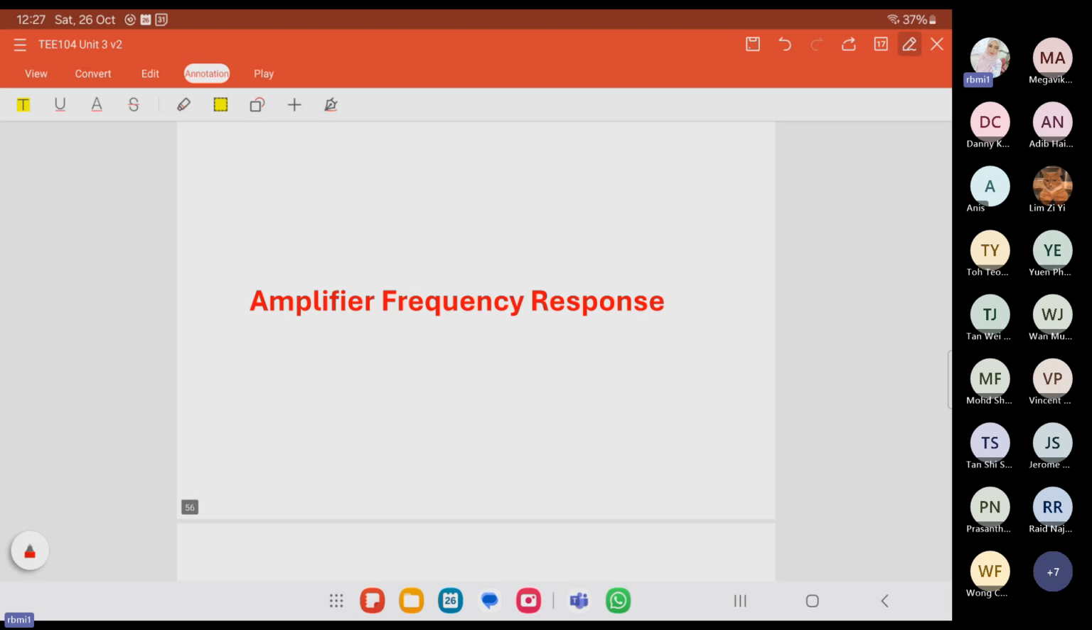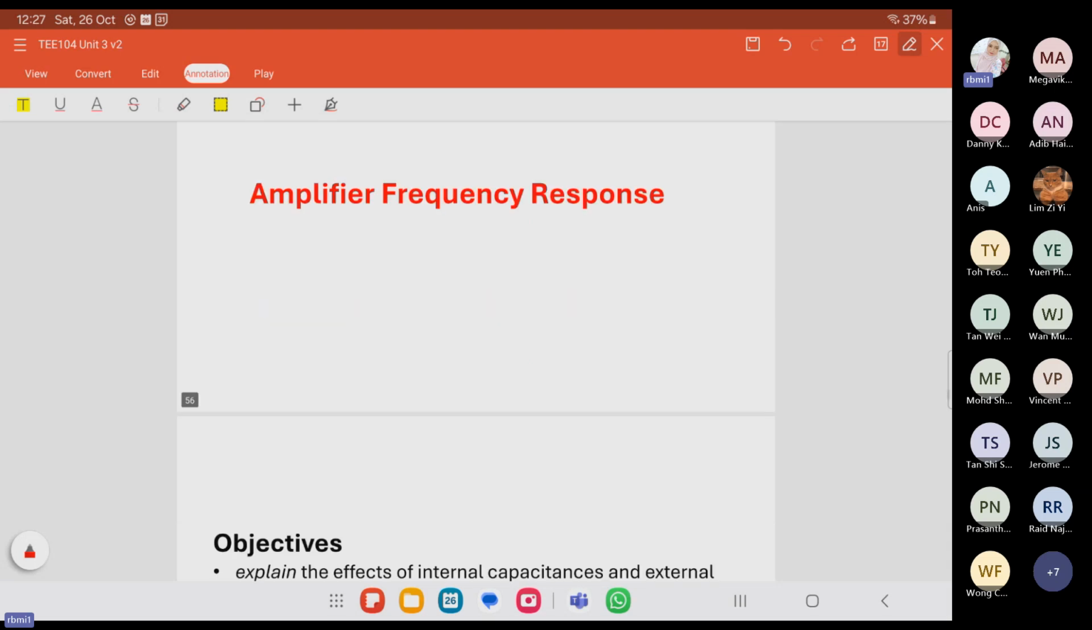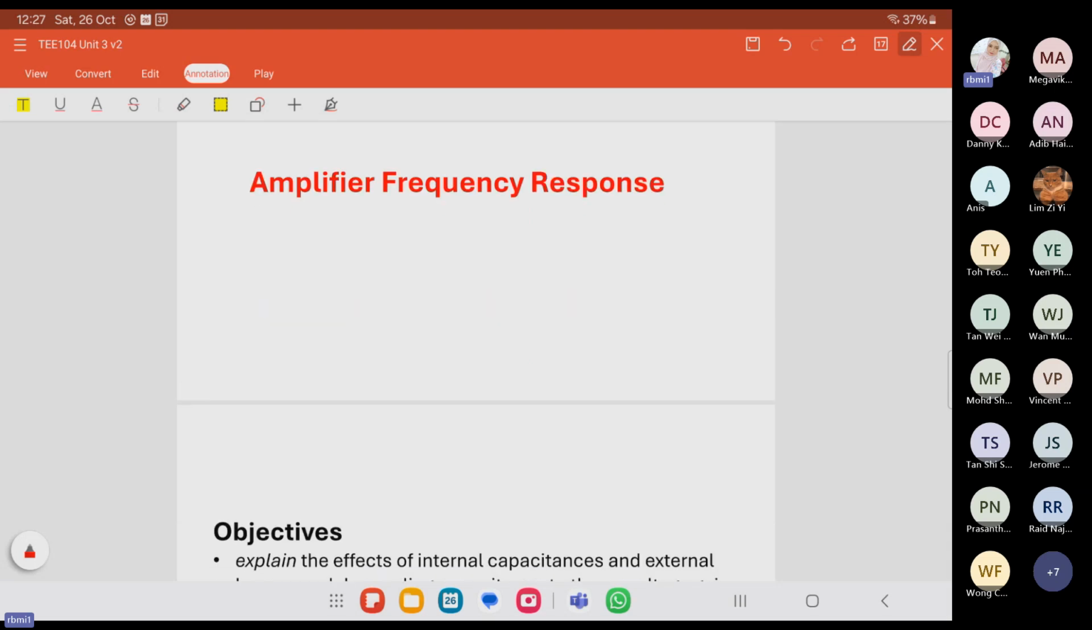Next, we go to frequency response. What is frequency response? It is actually the frequency range versus the amplitude.